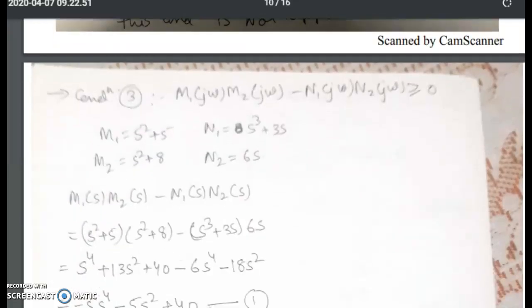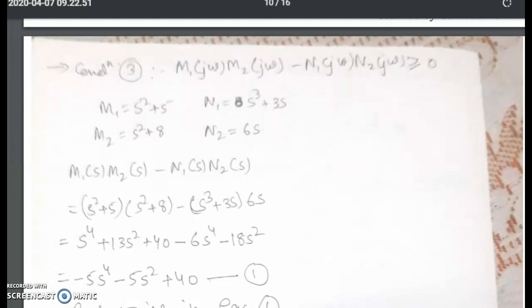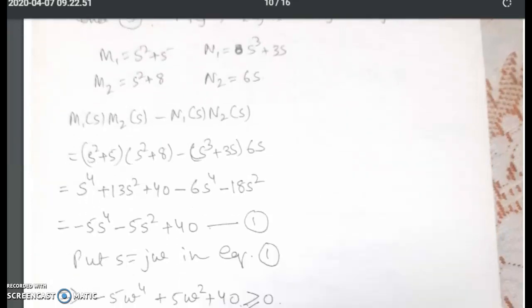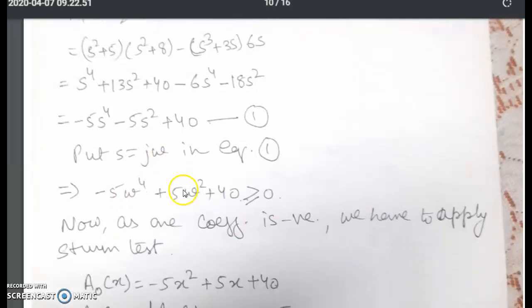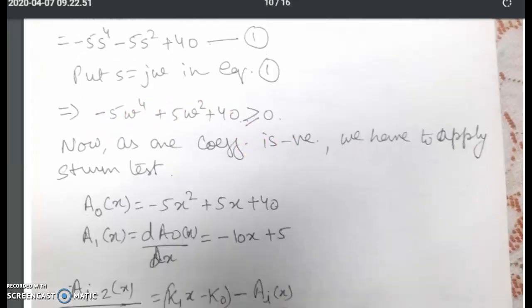In the third condition, m1 m2 minus n1 n2 should be greater than or equal to 0 for all values of omega. When we solve it, we will get the equation minus 5s to the power 4 minus 5s square plus 40. Now the moment we put s is equal to j omega, the equation becomes minus 5 omega to the power 4 plus 5 omega square plus 40. Because one of the coefficients is negative, we can't say whether for all values of omega it is greater than or equal to 0 or not. So we have to apply the Sturm test.